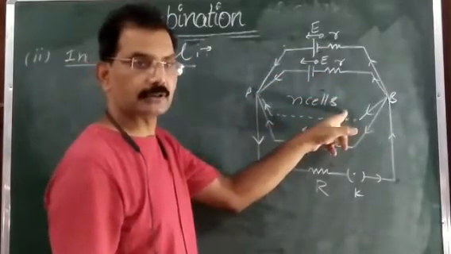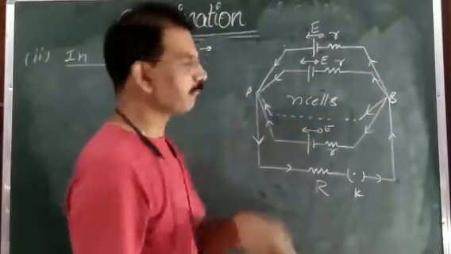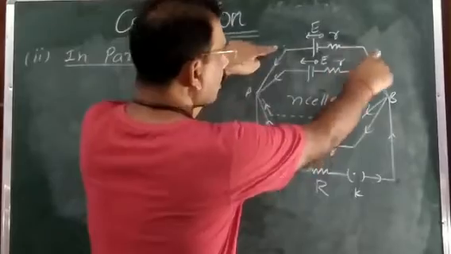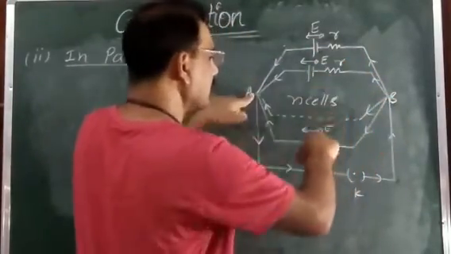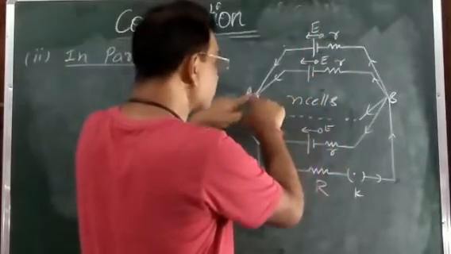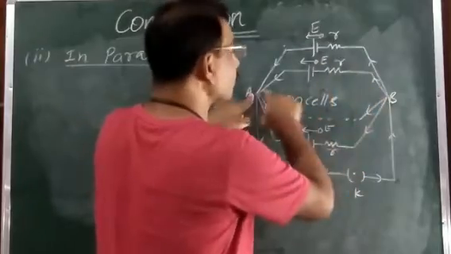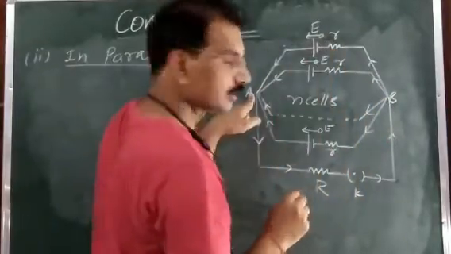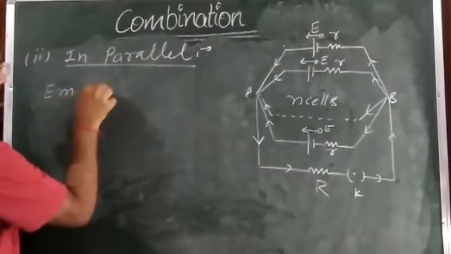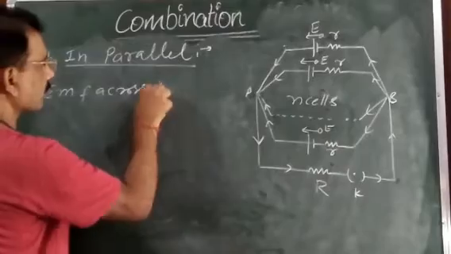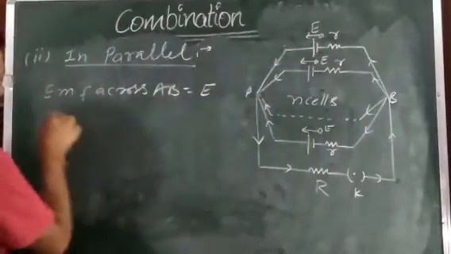how many cells? N cells. And in parallel, what always remains? The same voltage. It means all these cells are joined in parallel between AB and in parallel the voltage is the same. It means between AB, the EMF of all these cells will also come only E. So the EMF across AB, how much here? E. Total internal resistance.